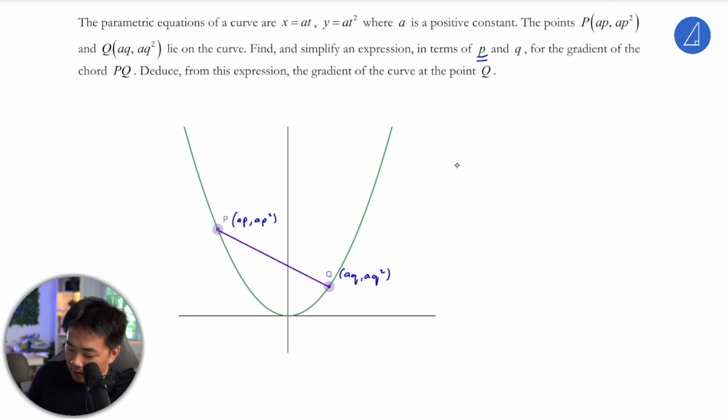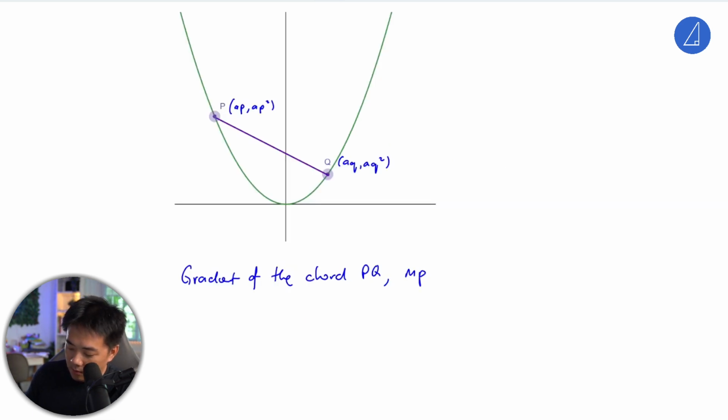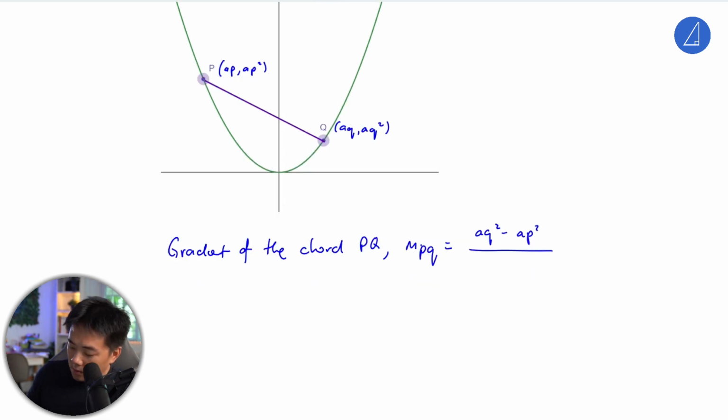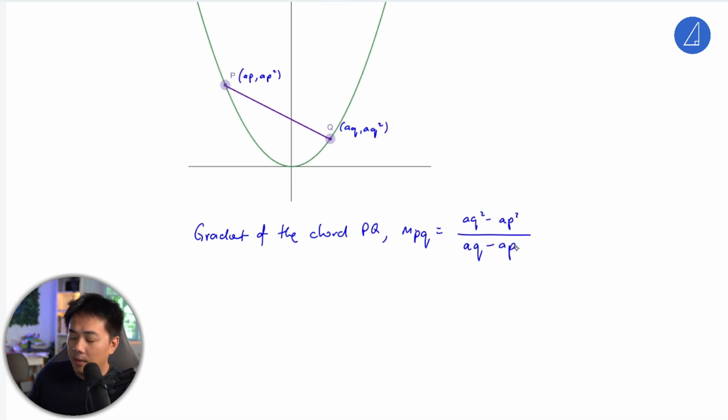So what we need is the gradient, we just find the gradient of chord PQ. We know the gradient formula is just y1 minus y2, which is ap squared minus aq squared, over x1 minus x2. Okay, great, so this is okay.